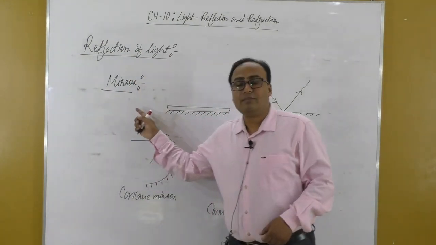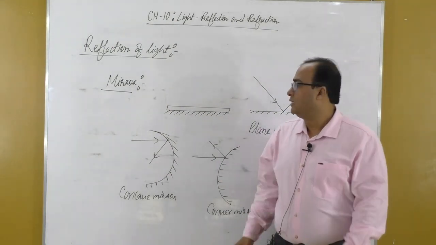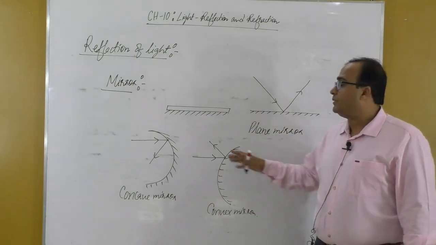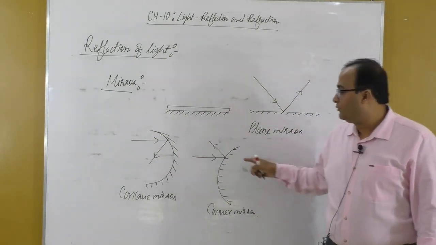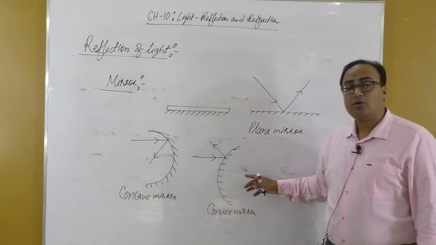So the meaning of the term mirror: a highly polished reflecting surface is a mirror. If it is a flat reflecting surface, it is called plane mirror. If the mirrors are the part of sphere, they are called spherical mirrors. And two important types of spherical mirror: concave mirror and convex mirror.